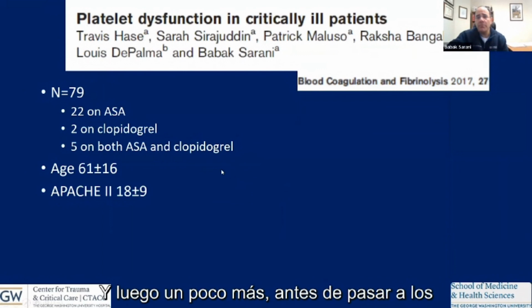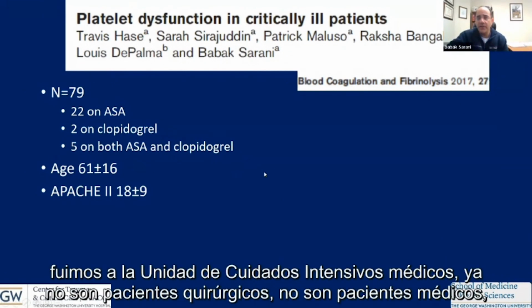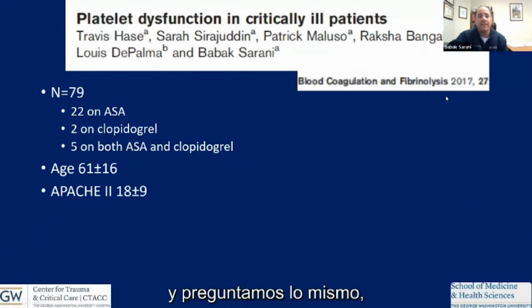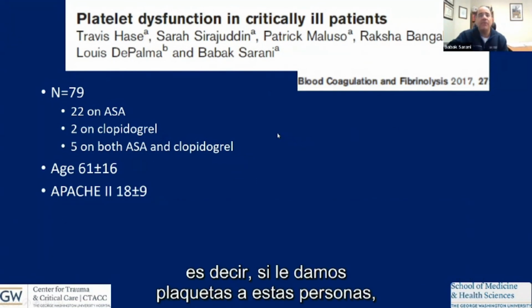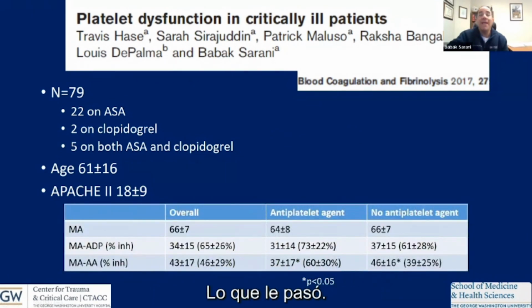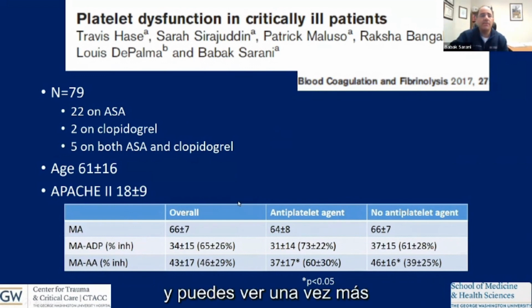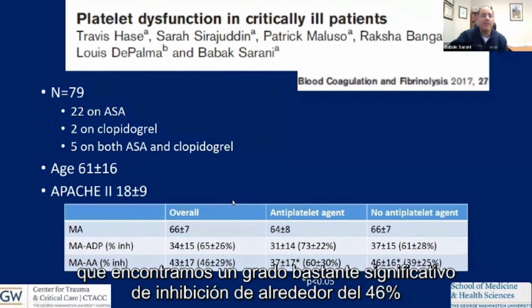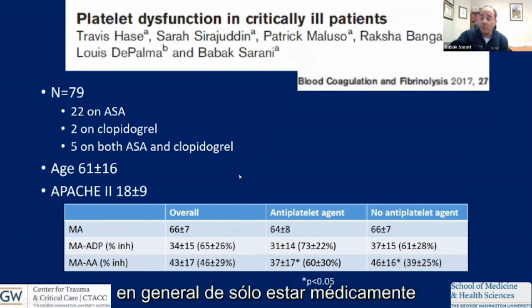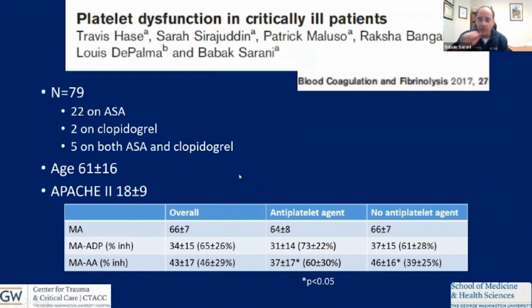And then just a little bit more before we switch over to actual cases, we went to the medical intensive care unit. These are no longer surgical patients. These are now medical patients. And we asked the same thing, namely, if you give these people platelets, what happens? Namely, we asked, what is the degree of baseline inhibition in this cohort? And you can see, once again, we found a pretty significant degree of inhibition, about 46 or so percent overall from just being medically critically ill.